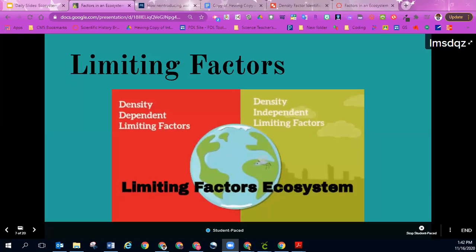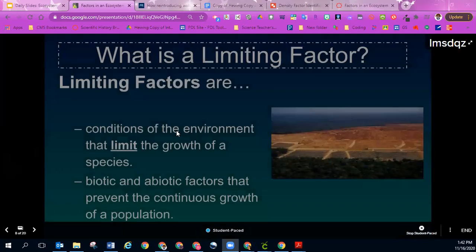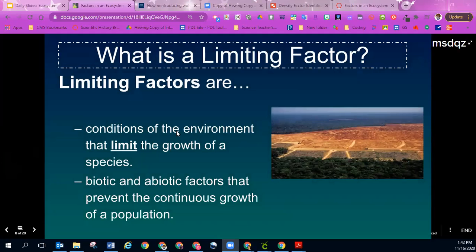So this week we're going to pick up with limiting factors and how they make things behave in a given environment. So first, what exactly is a limiting factor? These are conditions of an environment that are going to limit the growth of a species. They can be both biotic or abiotic, and they are going to prevent populations from growing and kind of getting out of control.